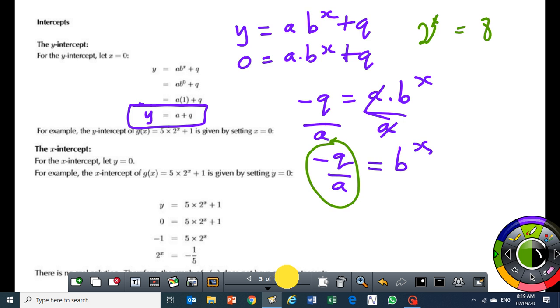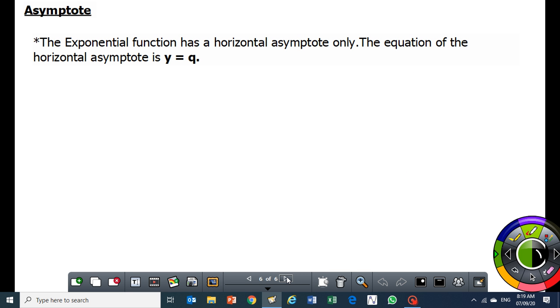Don't worry. Then the last part, the asymptote. The exponential function has one asymptote, and it's a horizontal asymptote. The equation of that asymptote is y equals q. Remember, the equation of the horizontal asymptote of a hyperbola is also y equals q. The same y equals q is the equation of the horizontal asymptote of the exponential graph.